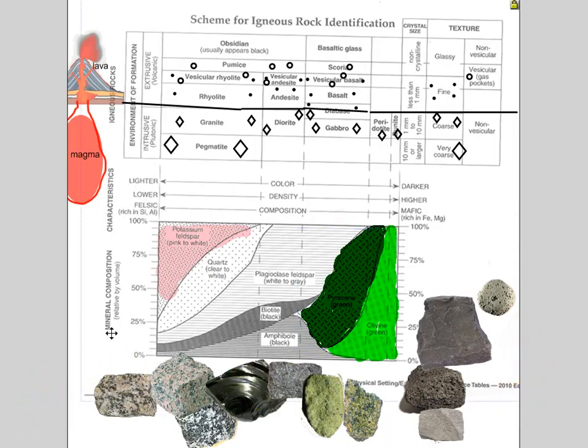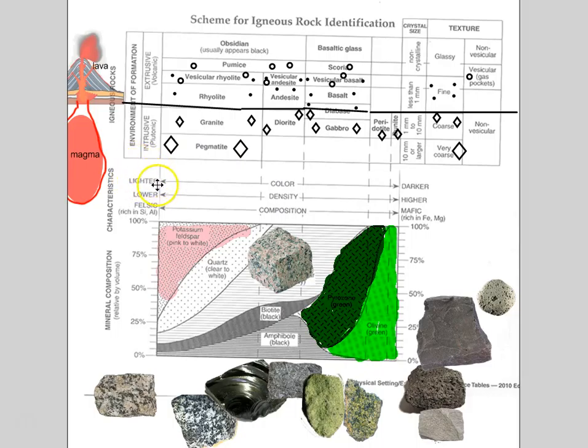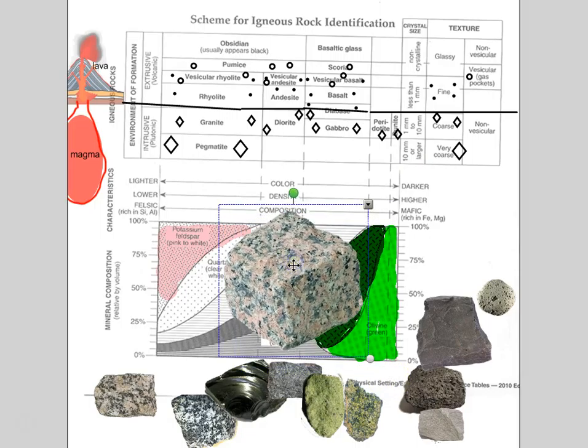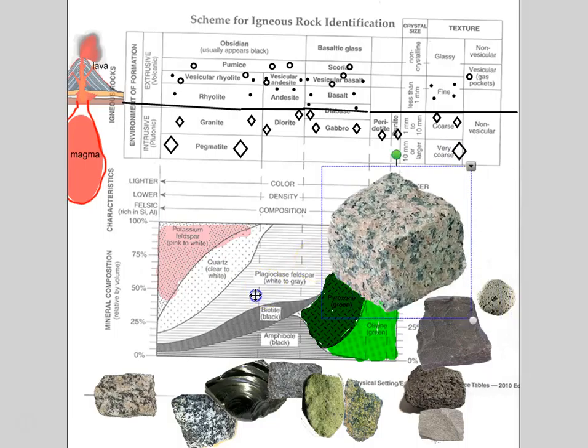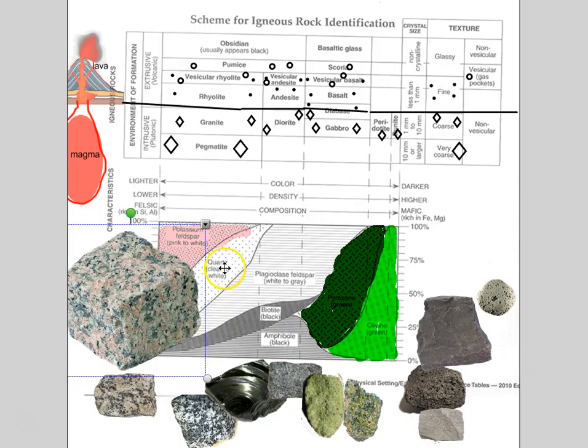Now what you want to be able to do is use your table to identify an igneous rock, and we're going to start with this one over here. So the first thing we have to do is take a look at its color. Is this a lighter colored rock or a darker colored rock? Is it felsic or is it mafic? Although this rock has some dark specks in it, it's mostly light. So now we know for sure that we're on the felsic side of our chart. We can see potassium feldspar in here. There would be quartz, plagioclase, biotite, and amphibole.